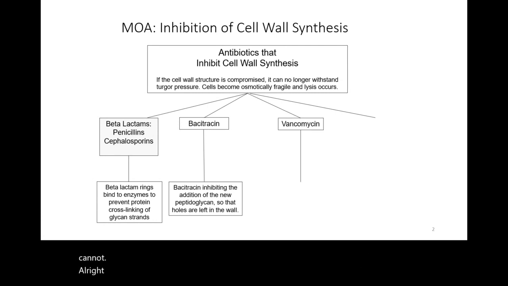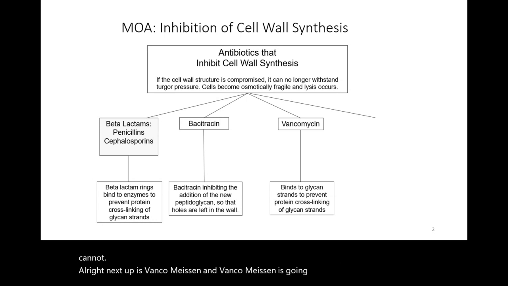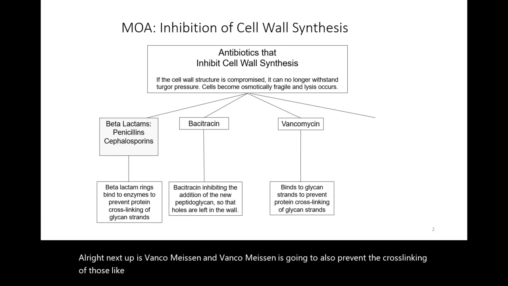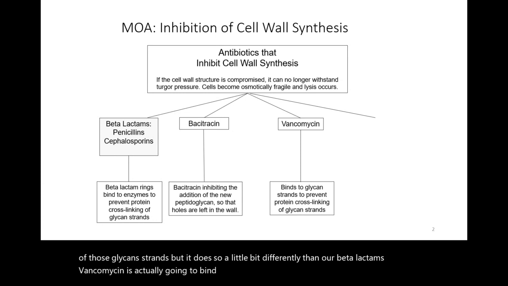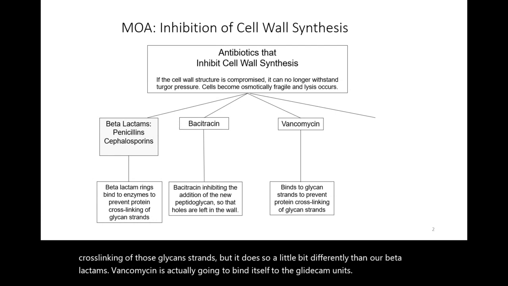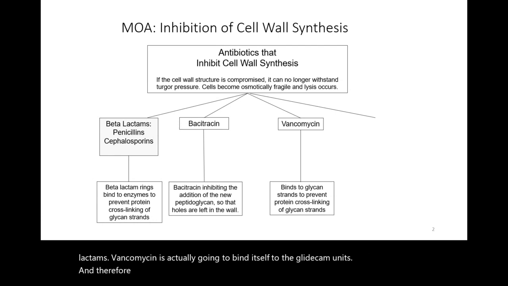All right. Next up is vancomycin, and vancomycin is also going to prevent the cross-linking of those glycan strands, but it does so a little bit differently than our beta-lactams. Vancomycin is actually going to bind itself to the glycan units, and therefore block the protein cross-links that would help make it nice and connected. And again, there'll be a visual of this in just a minute.